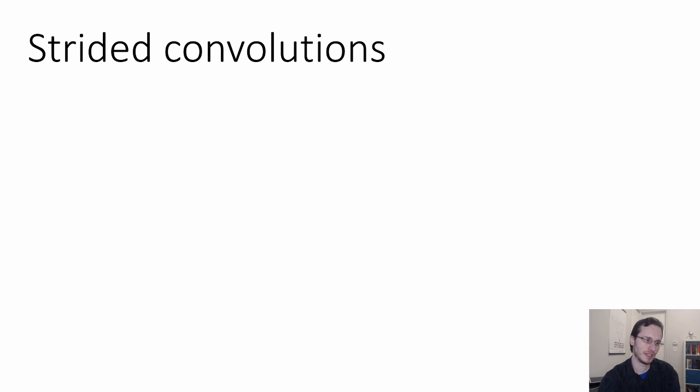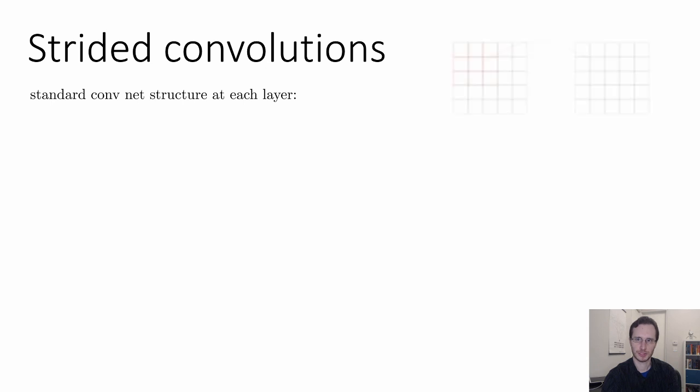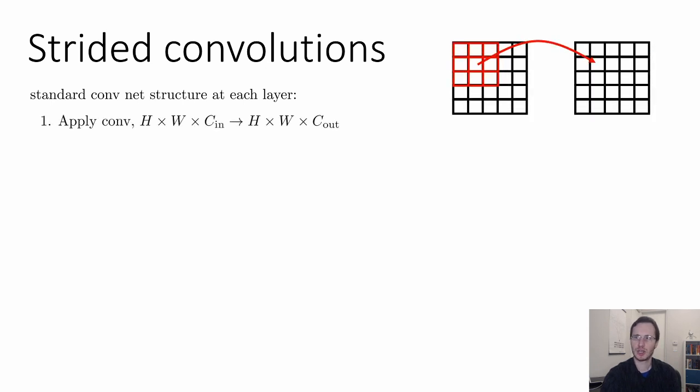All right. The last concept I want to go through in this part of the lecture is something called strided convolutions. So the standard convnet structure at each layer that we've discussed so far looks like this. Step 1, apply your convolution to turn your h by w by c in into an h by w by c out, if you're using zero padding. If you're taking off the boundary, then it will be h minus some small number by w minus some small number by c out.